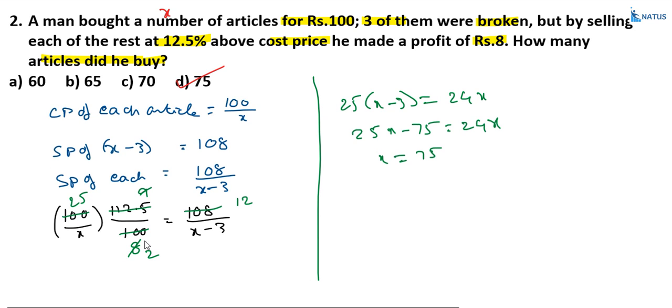If you cancel the 100 here, then it becomes a bit complicated: 112.5X minus 112.5 into 3. So the calculation part is a bit difficult.